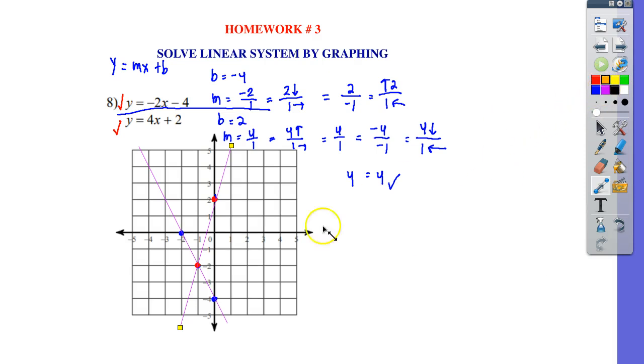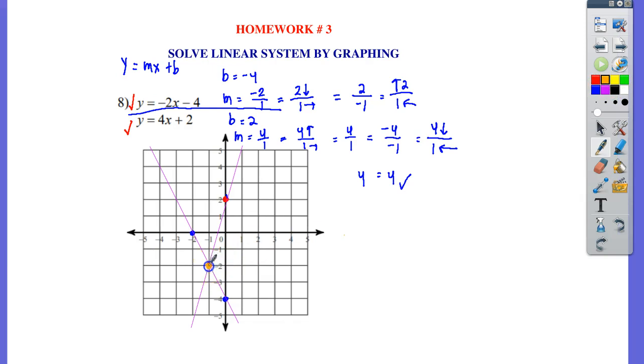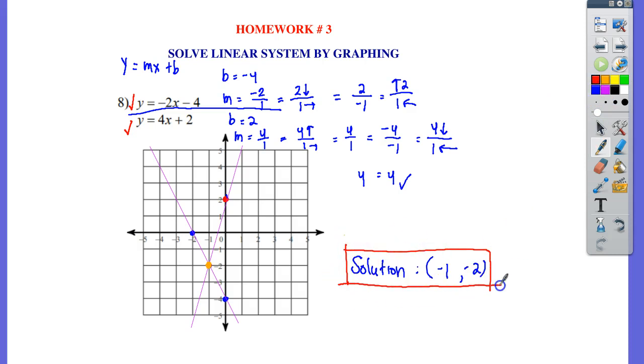Okay, as you can see, the point of intersection is right here. So all we have to do is write the coordinates of that point, which is 1 left, -1, 2 down, -2. So that's the solution to problem number 8. Okay, so there you go. That's how you solve a linear system by graphing. I hope you find this video helpful. Thank you.